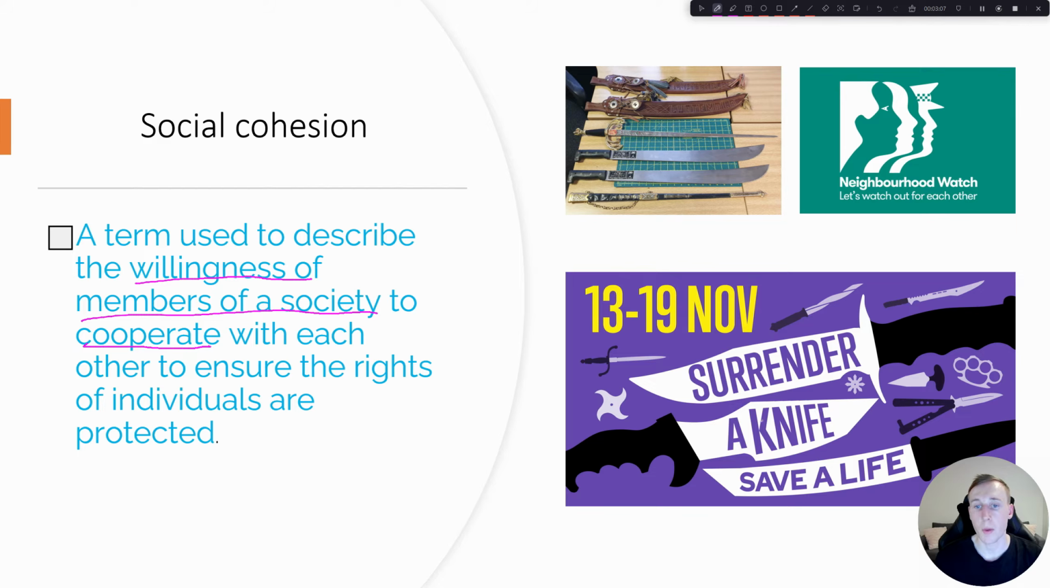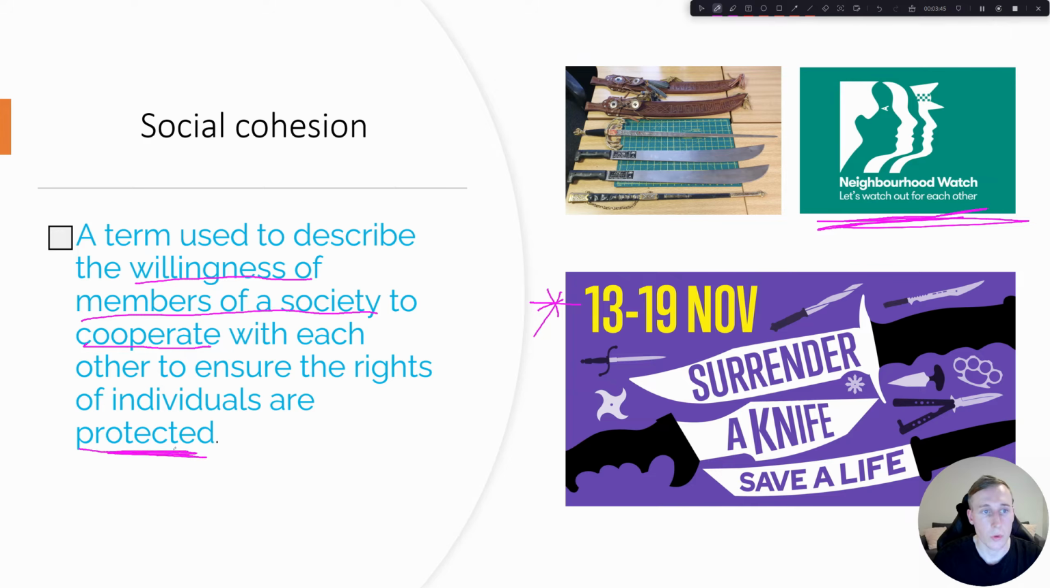A few examples to help you understand what that might mean is something like the Surrender a Knife, Save a Life campaign. So ensuring we have a socially cohesive community, we offer this initiative where you can hand in your illegal weapons such as a knife. There's no punishment or consequence associated, but the whole aim of the program is to take knives away from our streets. Another example is something like Neighborhood Watch, where members of the community all volunteer to look out for certain areas of wrongdoing in the community and point it out and report it as required to help keep everyone protected.